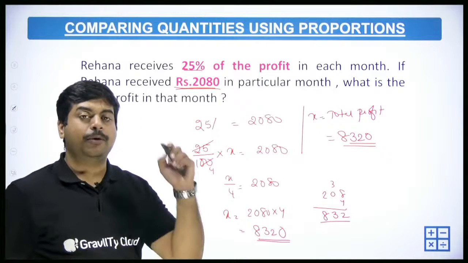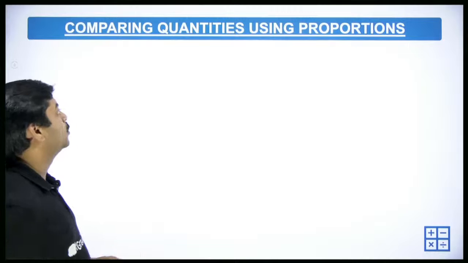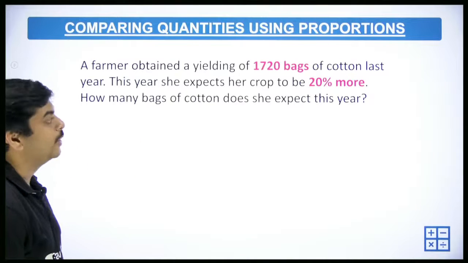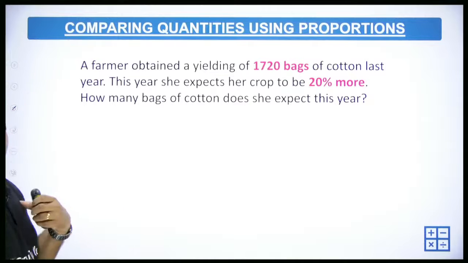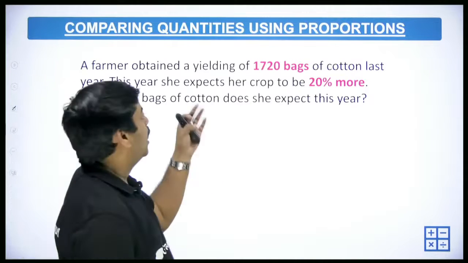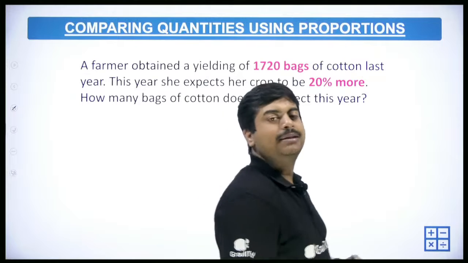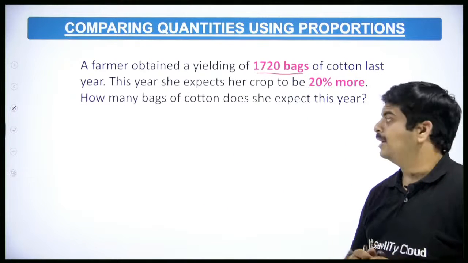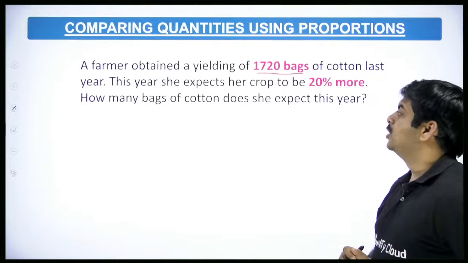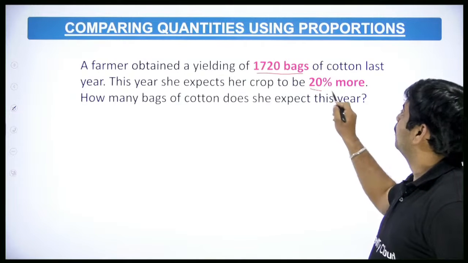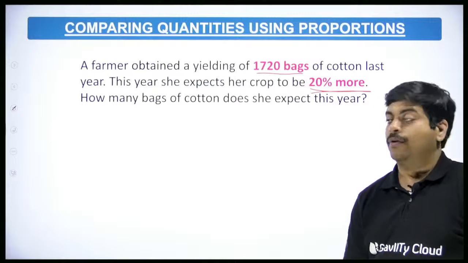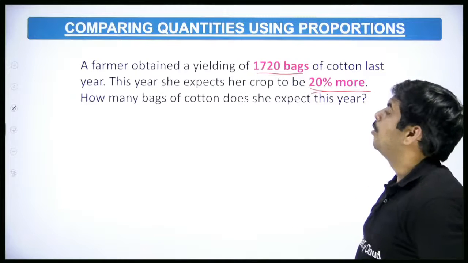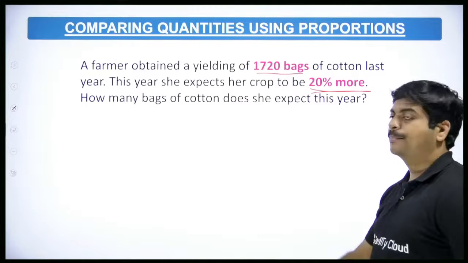Right? I hope you're understanding all these topics. One more question, then we'll stop here. A farmer obtained a yield of 1,720 bags of cotton last year. So there is a farmer who is growing cotton plants, and she got a total of 1,720 bags in the complete year. But this year, she expects her crop to be 20% more. From 1720, she is expecting 20% more than last year. How many bags of cotton does she expect this year?